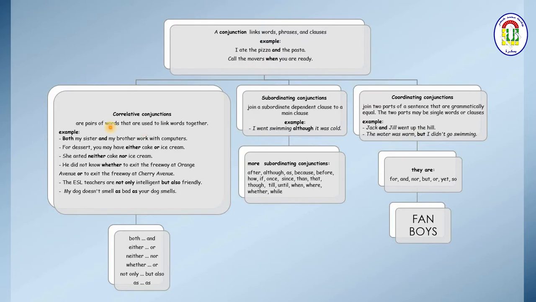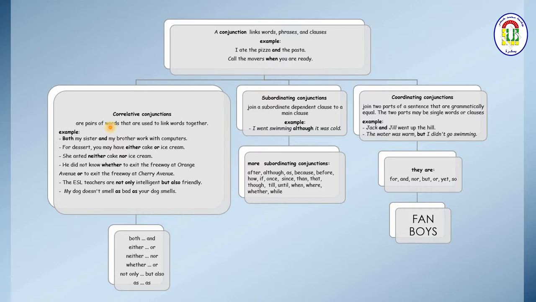Okay, so we move now to the types of subordinating conjunctions. Here we try to focus much more on normally the types of conjunctions. Okay, so my dear students, let's start with the correlative conjunctions.